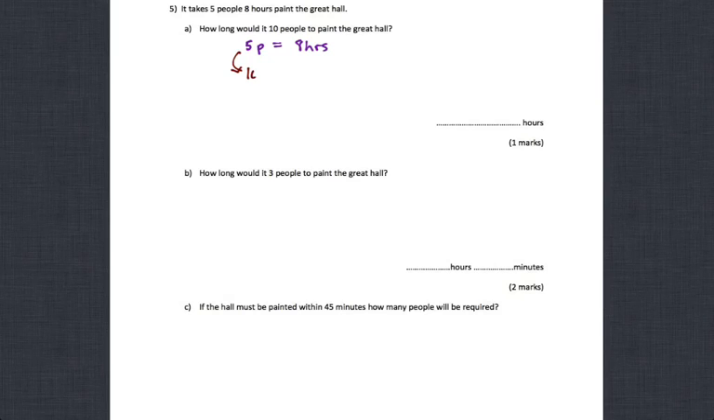If we double the number of people, you would expect half the number of hours, so 10 people should take 4 hours. How long would it take 3 people? Well, if we know what 5 people is, we could work out one person. One person should take 40 hours.